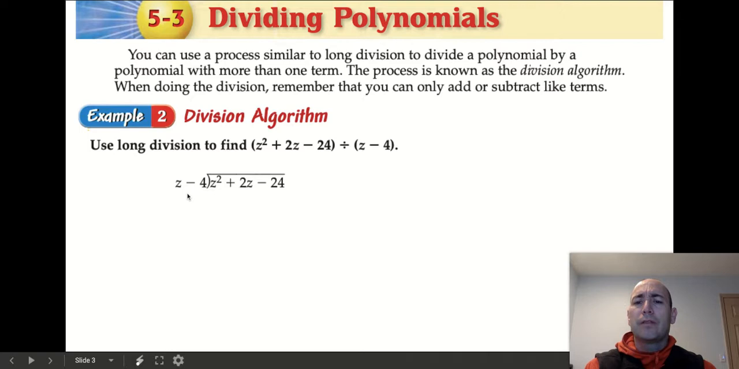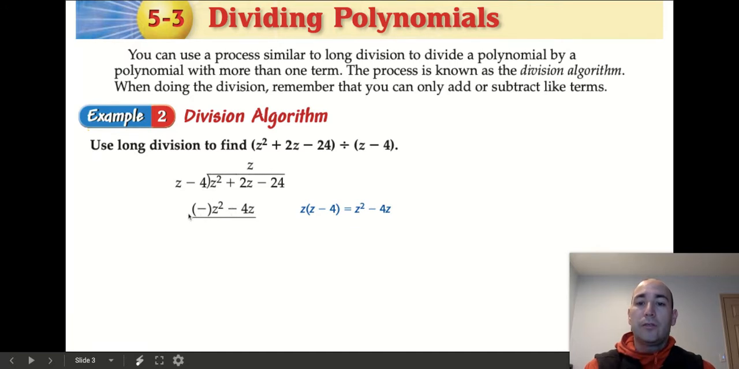So we're going to go ahead and start by breaking it out the way you used to before. We have z minus 4, and I have to start dividing it into this. So what times z is going to give me z squared? That's going to be z, right? So z times z is z squared. Z times negative 4 is minus 4z. So here I have z squared minus 4z, right? I multiply both of these by z. It gives me these terms here.